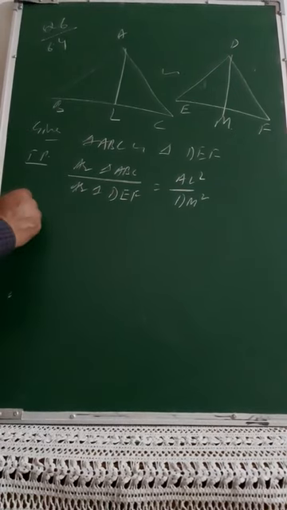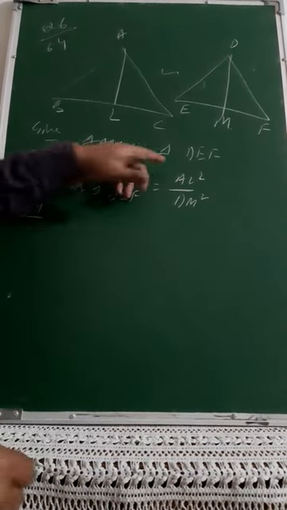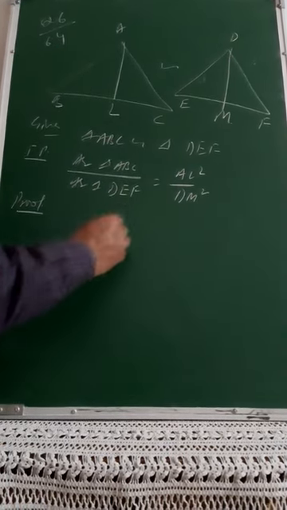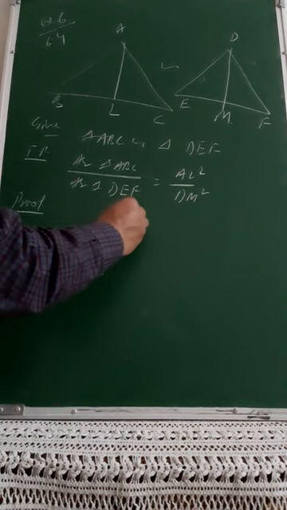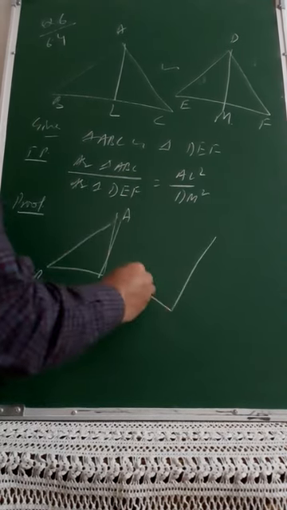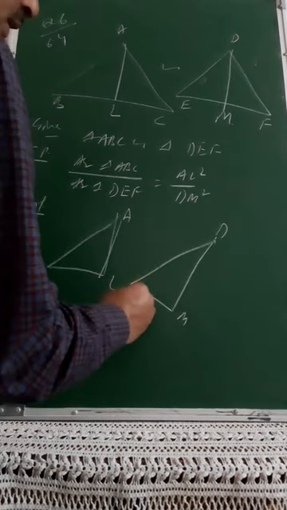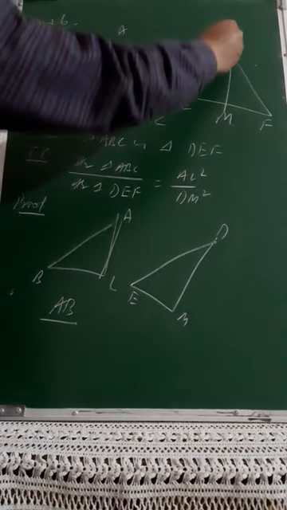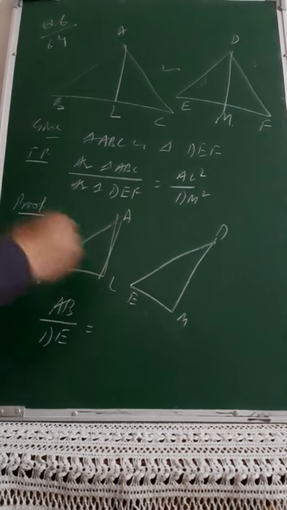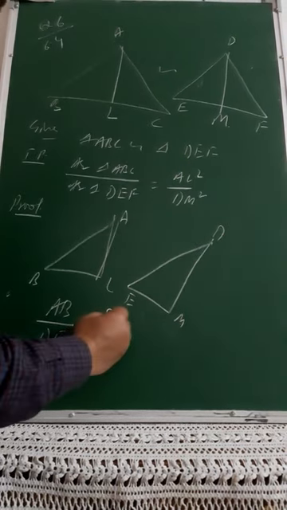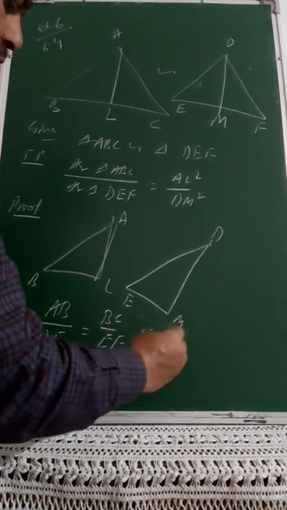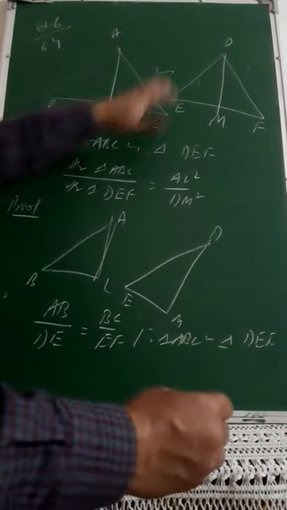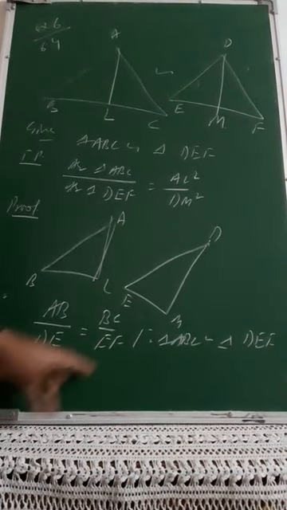So in my proof, I know that if I am looking for the square of AL and DM, somewhere I need to check the similarity of this ALB as well as this DME. Now already I am given AB upon DE is equal to BC upon EF, because triangle ABC is given similar to triangle DEF, and once the triangles are similar, then their corresponding sides are in proportion.